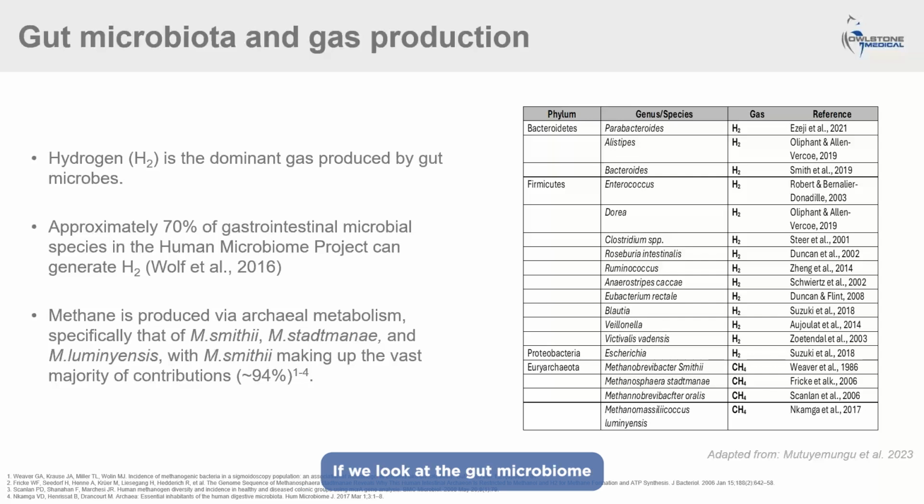If we look at the gut microbiome for a high versus low methane producer, we see around 1,000-fold elevation in the concentration of that particular archaea. So we start to understand what's behind the production of methane versus hydrogen. But how are these bacteria and archaea producing these gases?